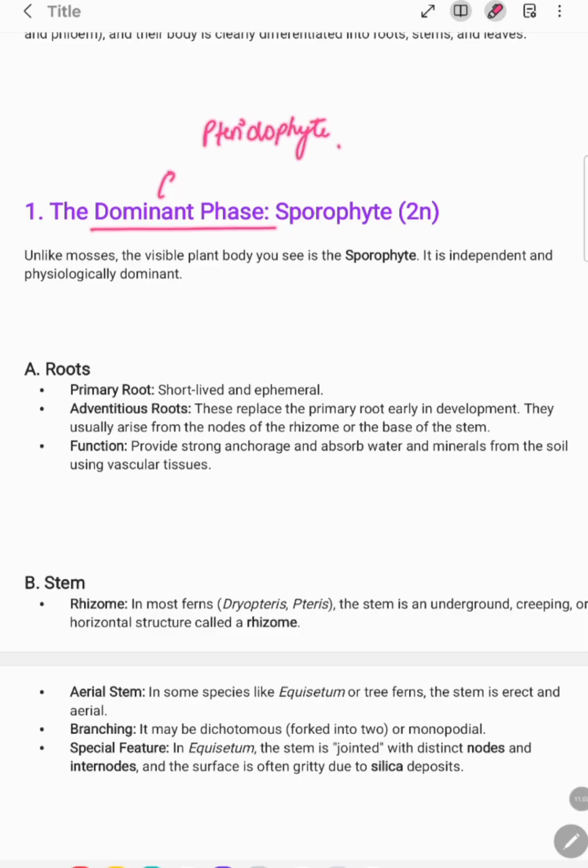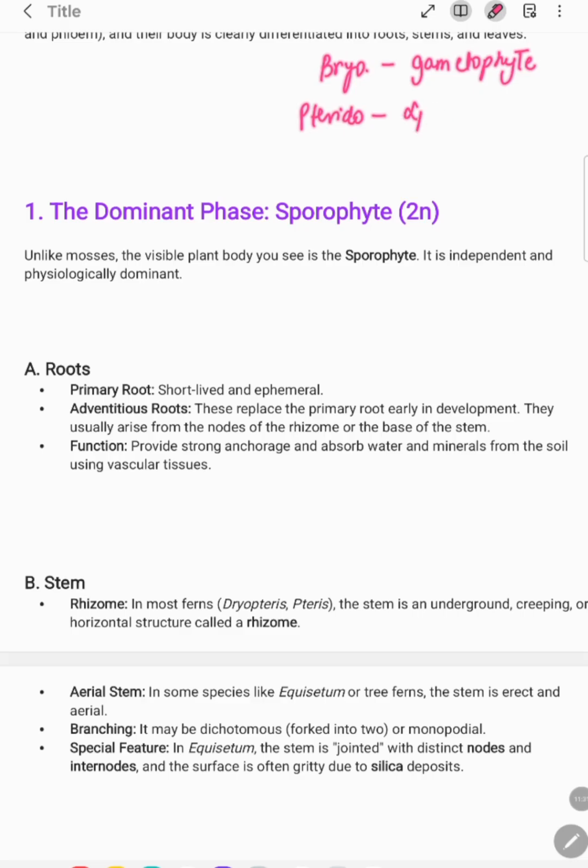Okay, so the dominant phase in your pteridophytes is sporophyte. ये बात याद रखिएगा कि जो हमारे ब्रायोफाइट्स में डोमिनेंट फेज होती है वो होती है गैमेटोफाइट, while जो हमारी टेरिडोफाइट्स में जो डोमिनेंट फेज होती है वो होती है हमारी स्पोरोफाइट. ठीक है, this is quite important.